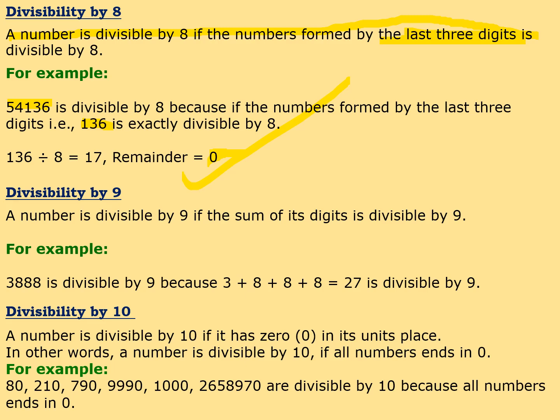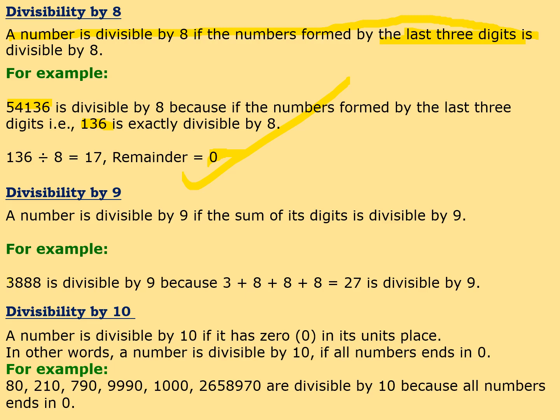Divisibility by 9 is very easy. A number is divisible by 9 if the sum of its digits is divisible by 9. Exactly like 3, if the sum of digits was divisible by 3, the number was divisible by 3. In the same way, if the sum of digits is divisible by 9, then the number is divisible by 9.